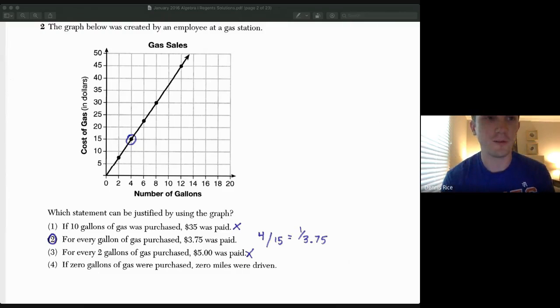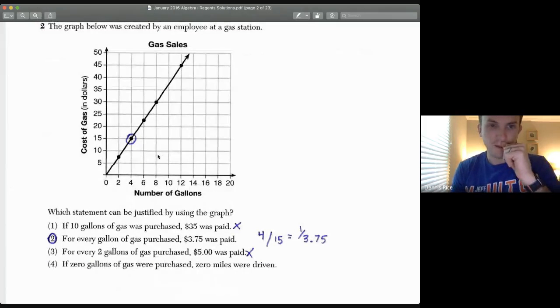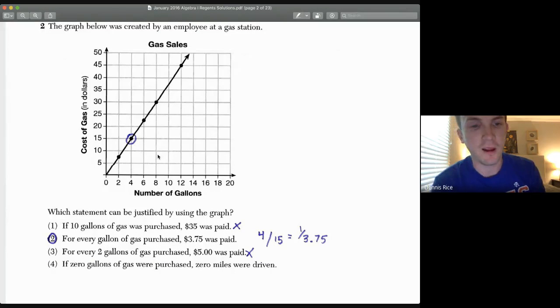All right, so it's working out. We just said question 1 was number 2. For number 2, which statement can be justified from the graph?